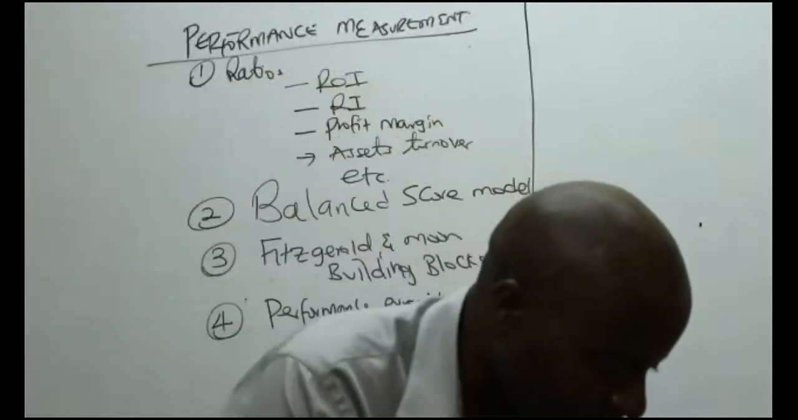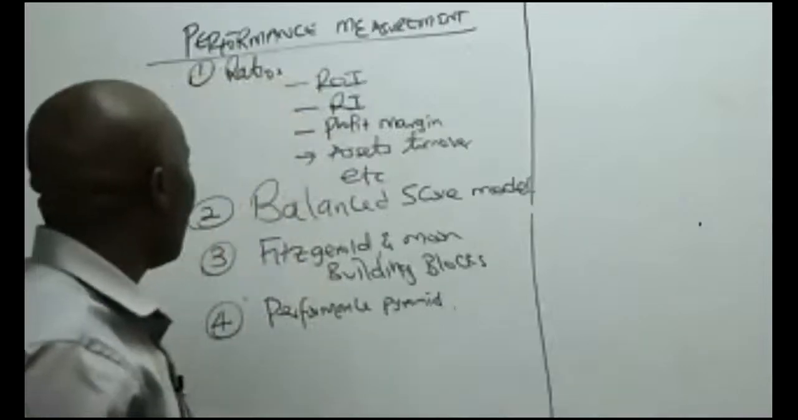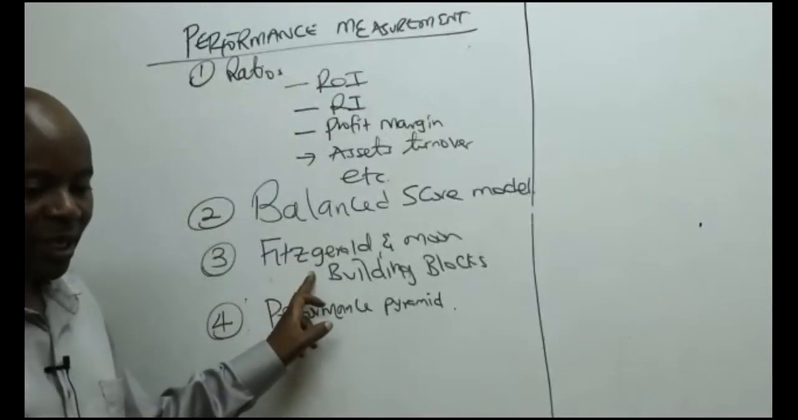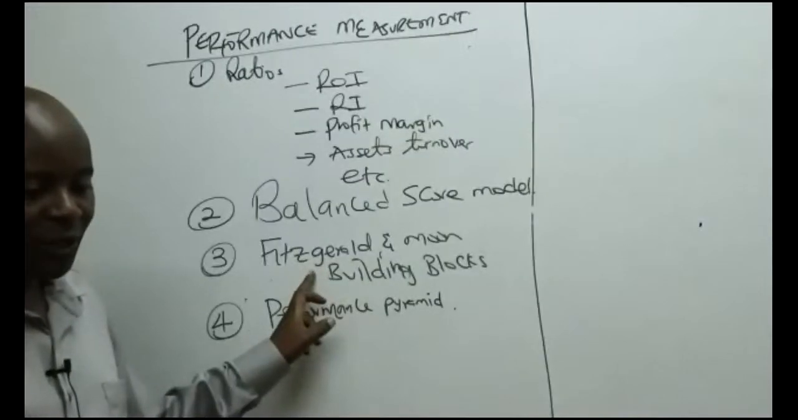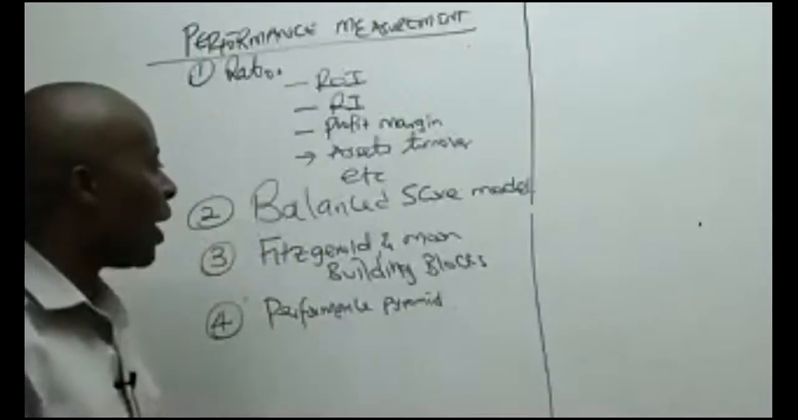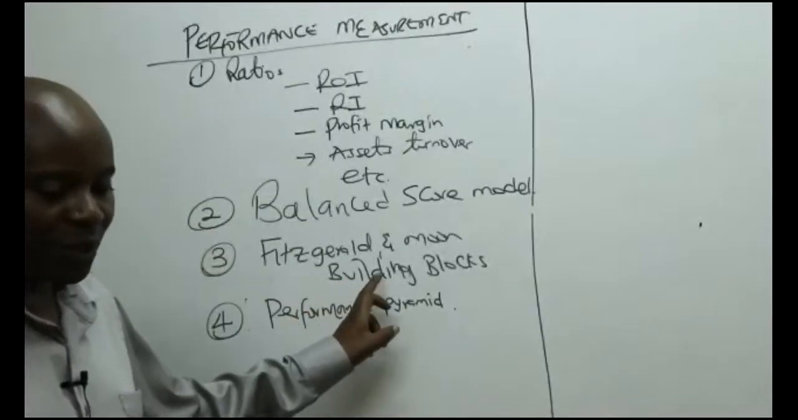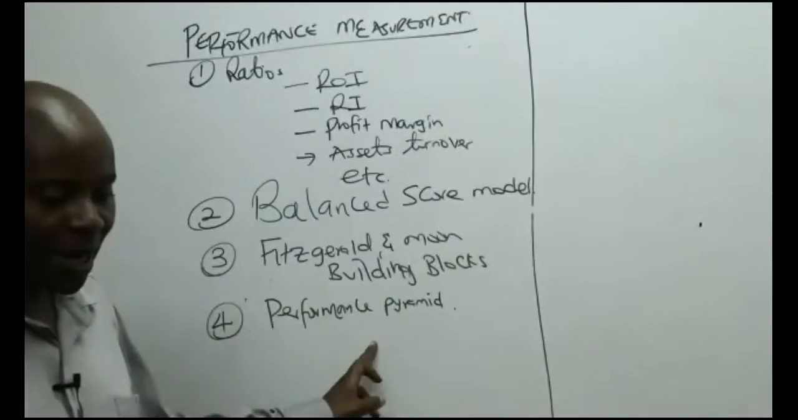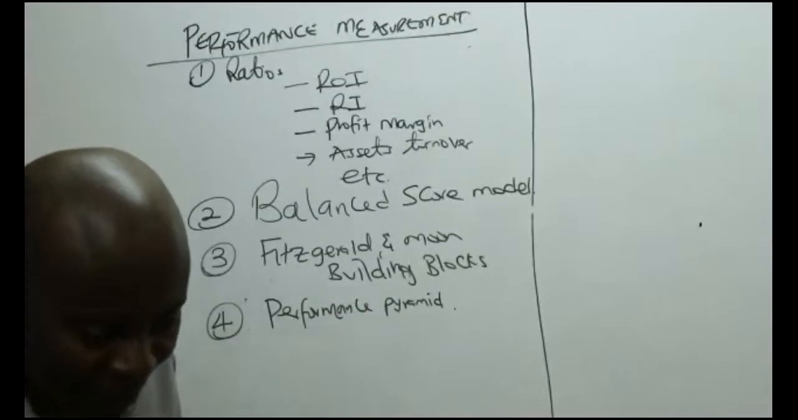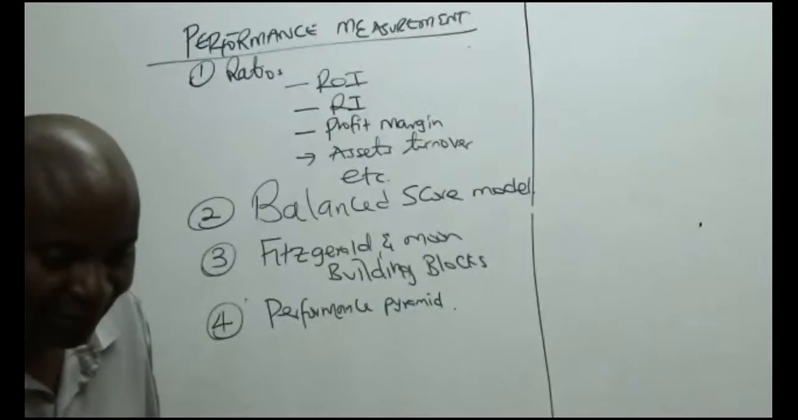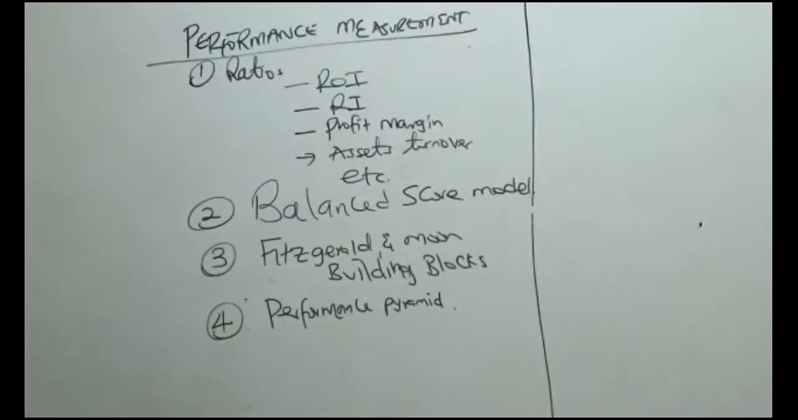Great. So repeat number three. Number three is Fitzgerald and Moon, building blocks. And then number four, we have the performance pyramid.